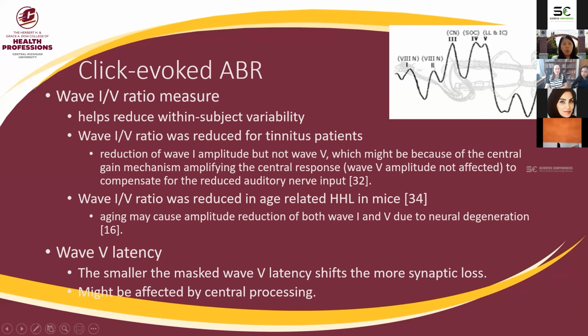The wave 1 to 5 ratio measure in the same click ABR can help reduce within subject variability. But this measure might be affected by central processing and aging because wave 5 is primarily generated by the lateral lemniscus here in the brainstem. The same drawback applies to the wave 5 measurement.